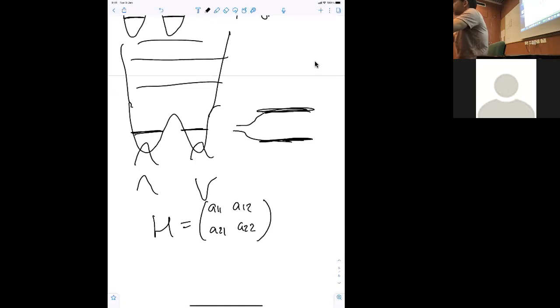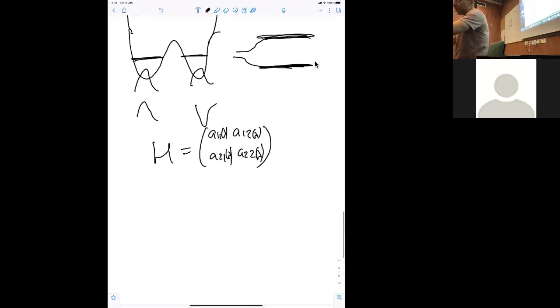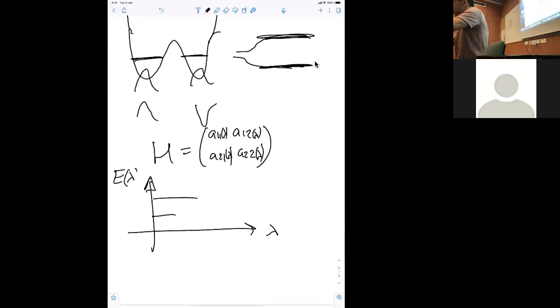That in principle depend on some external parameters. Let's call these parameters lambda. And then we can change this parameter lambda, and follow how the energy levels of this Hamiltonian change as a function of lambda.